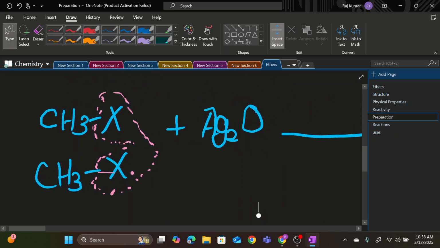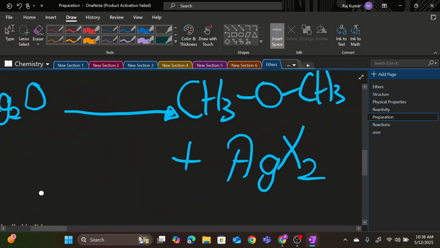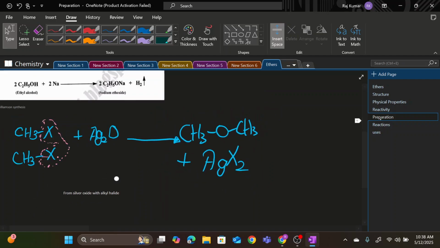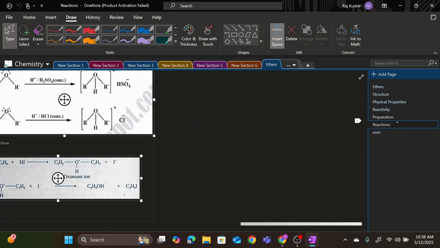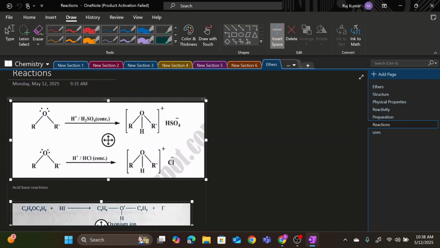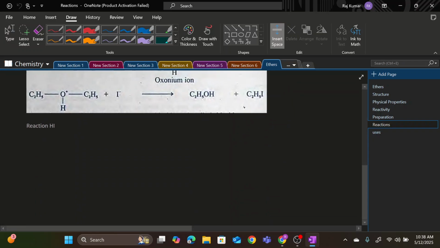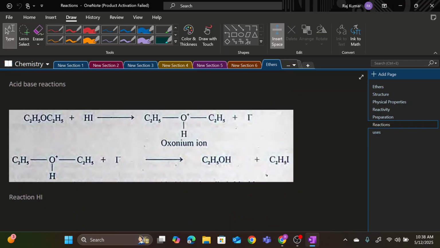Another method is the reaction of alkyl halide with silver oxide. When alkyl halides react with dry silver oxide, they produce ether and silver halide. Now we have some reactions. Let's talk about the reactions. The first most important reaction is the reaction with hydrogen iodide.